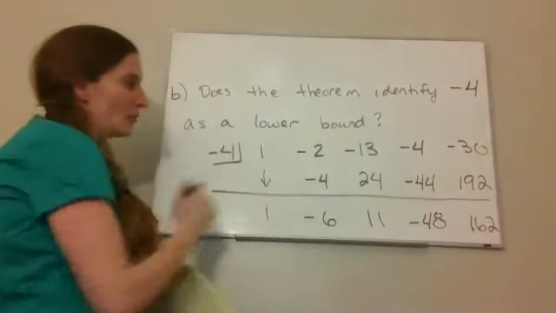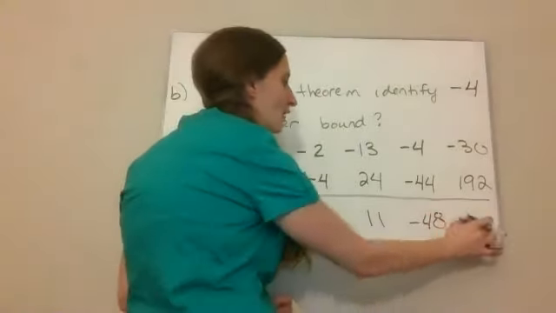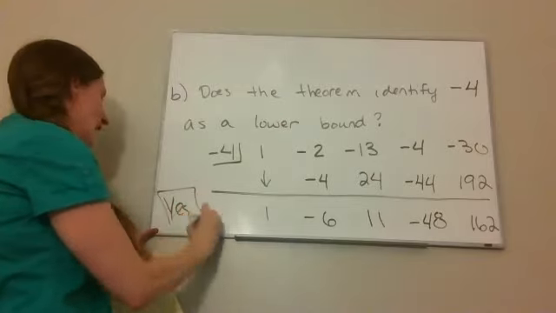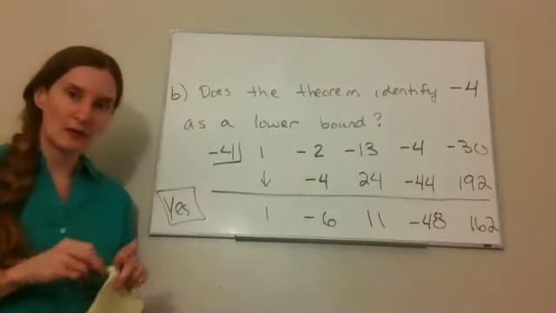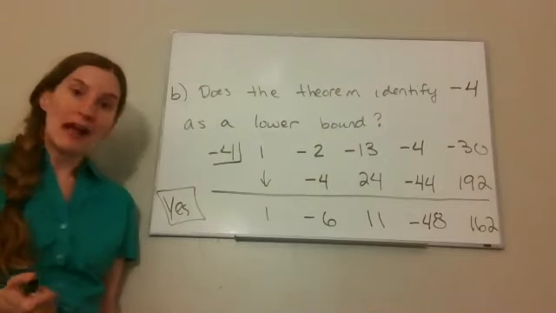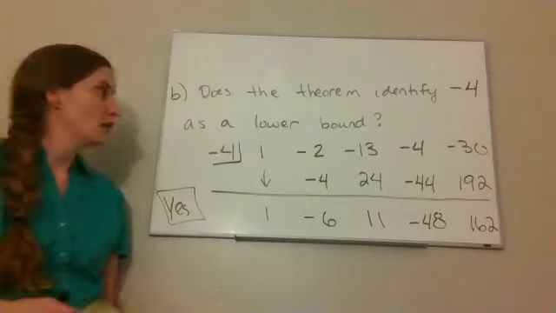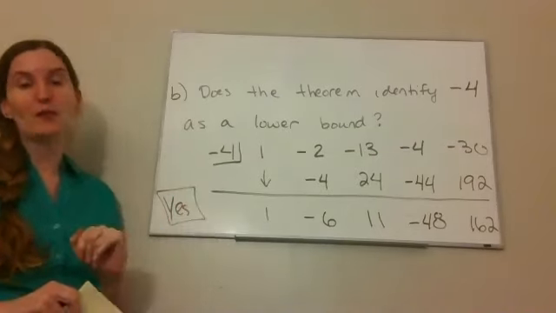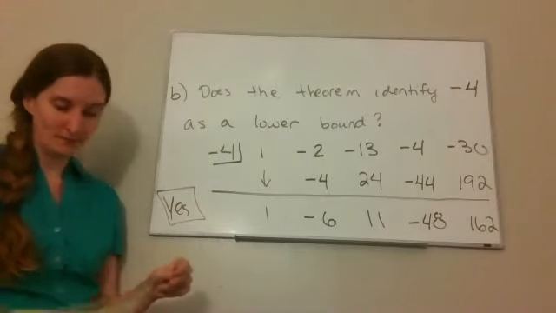So all along the bottom, you see we're alternating positive, negative, positive, negative, positive. So yes, this theorem does say negative 4 is going to be a lower bound of all of my real zeros. So if you were asked to find all the real zeros for this particular polynomial, you know you don't need to check any real numbers that are smaller than negative 4. They're all going to be bigger than negative 4.